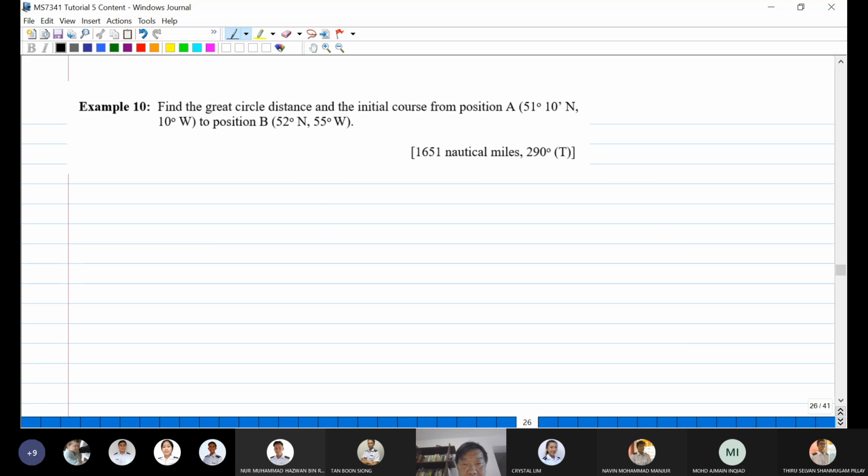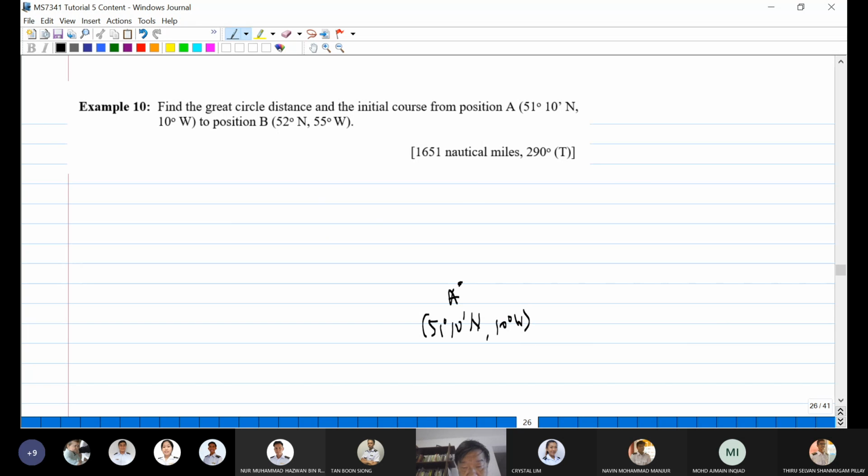Find the great circle distance and the initial course from the position A, 51 degrees 10 minutes north, then west side to 55 degrees B. So how does it look like here? Let's try to draw a picture here. So I have a point A here. Point A is 51 degrees 10 minutes north, 10 degrees west.